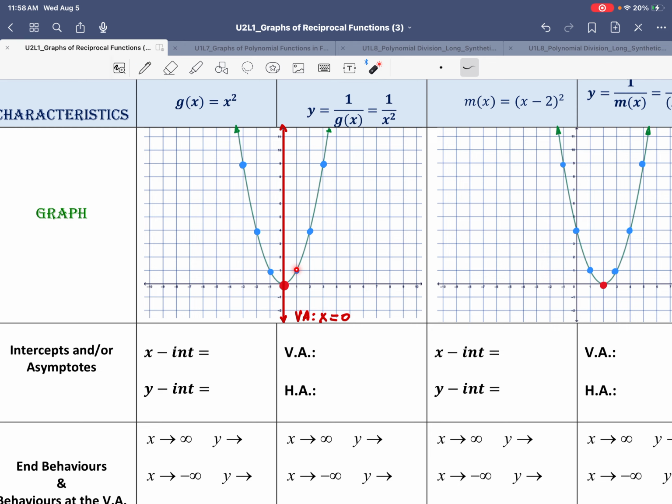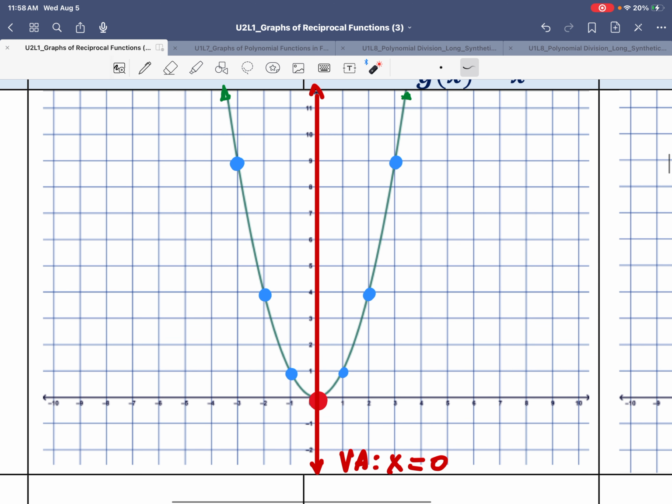Next, we'll reciprocate every important point on the parabola. So you see that here the y value is equal to 1. The reciprocal of 1 will also be equal to 1. So this will be a point on the graph of the reciprocal. Now, at this point here, the y value is 4. So at x equals 2, the reciprocal will be 1 divided by 4. Next, we have at x equals 3, y equals 9 for the quadratic function. So at x equals 3, the reciprocal of 9 will be 1 over 9, which means that this point will be quite close to the x-axis.